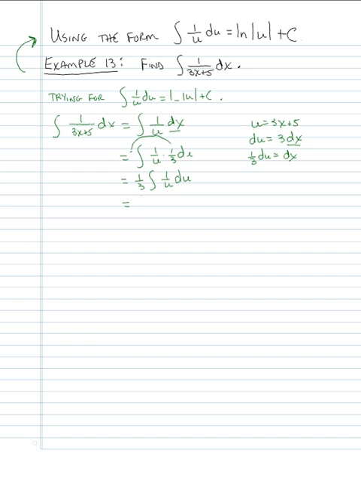And now we can do the integral of 1 over u. We have our 1/3. The integral of 1 over u is natural log of absolute value of u plus our constant. And then we resubstitute. We put back in our u value, which is 3x plus 5. So it ends up being 1/3 times the natural log of the absolute value of 3x plus 5 plus our constant of integration.